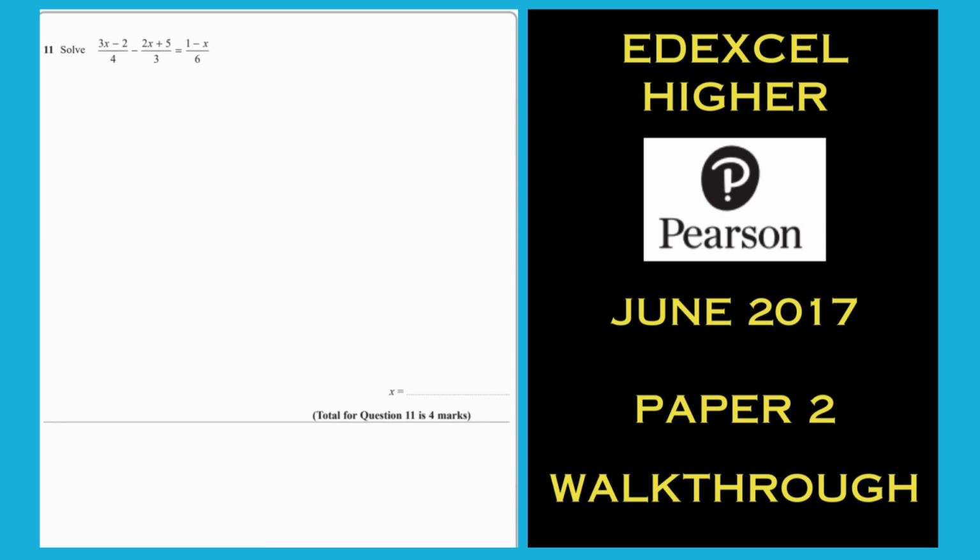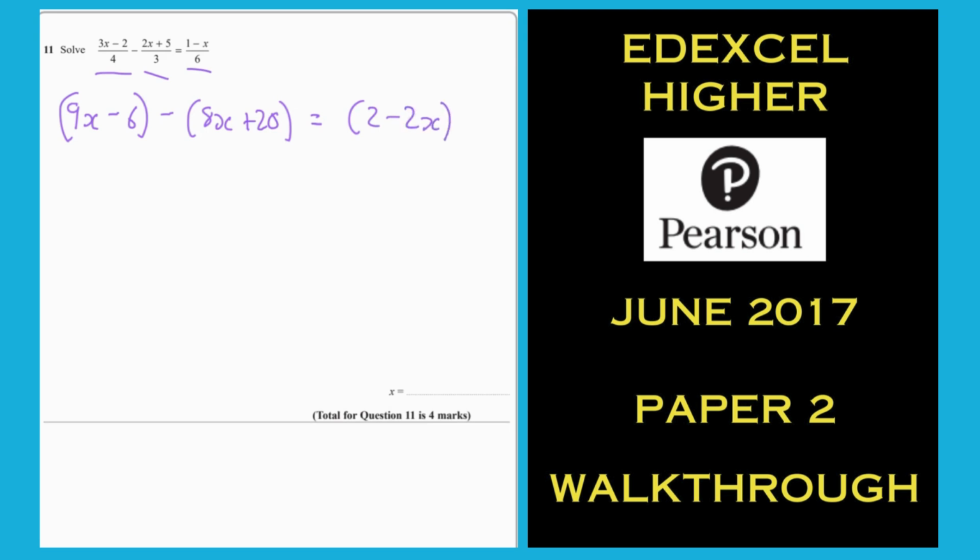Number 11, solve. So I just multiply through by 12. 4, 3 and 6 all go into 12. So let's take the first. If you multiply it by 12, it means you end up needing to multiply the top by 3 because the 4's already dealt with, because 12 is 4 times 3. So we get a 9x minus 6. I always separate it in brackets. We've got a 3 here, so we need to multiply the top by 4. And we've got a 6 here, so we need to double the top.